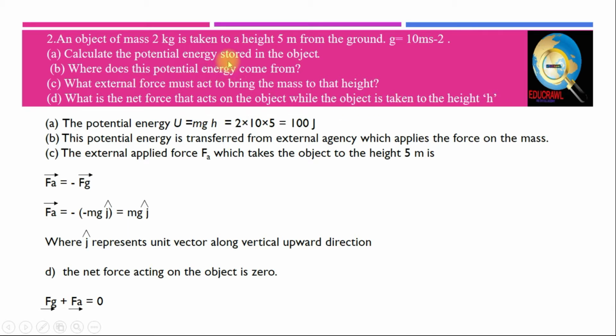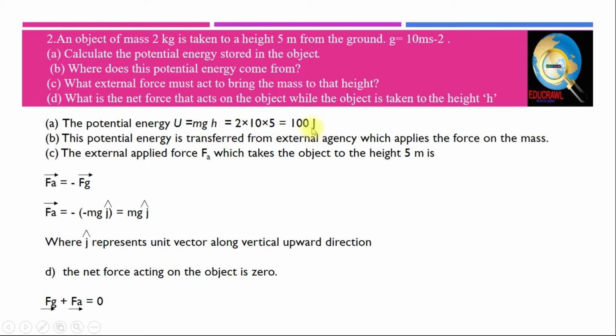So first let us calculate the potential energy. We know the formula for potential energy as mgh, mass into g value into the height to which it is lifted. So the mass value here is given as 2 kg. The g value they have asked us to substitute as 10. And the height is 5 meters. So 2 into 10 into 5, that is m into g into h, which is equal to 100 joule. This is the potential energy.